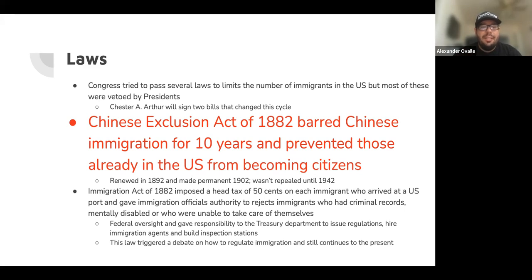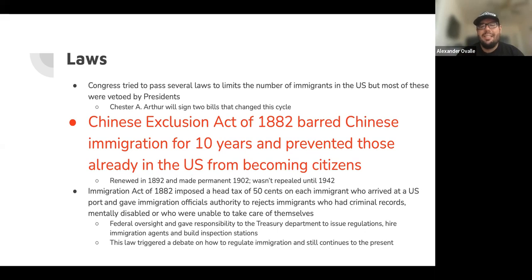History isn't always pretty. And then the other law that Chester A. Arthur signed was the Immigration Act of 1882, which imposed a head tax of 50 cents on each immigrant who arrived at a United States port, and gave immigration officials authority to reject immigrants who had criminal records, were mentally disabled, or were unable to take care of themselves. It would be a federal oversight and kind of a failure in the end, because it gave responsibility to the Treasury Department to issue such regulations, to hire immigration agents, and to build inspection stations.